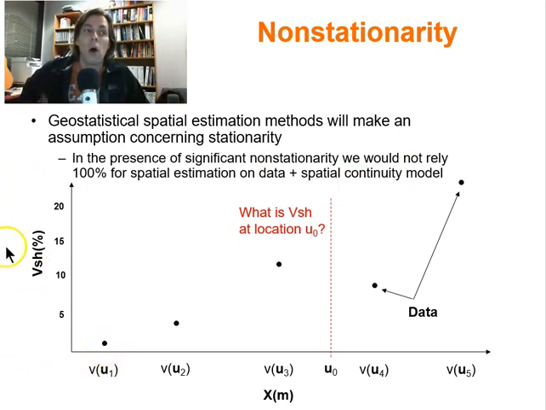We have V-shell on the y-axis, and we have location on the x-axis. It's a spatial problem that is fundamentally just 1D for ease of visualization. The data are the dots at 5 different locations. And the problem is we want to make an estimate of V-shell at an unsampled location, U0. So at this location here, it could be any value. We don't know what that value is going to be. We need to estimate that.